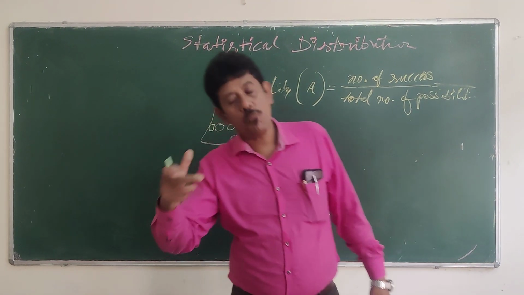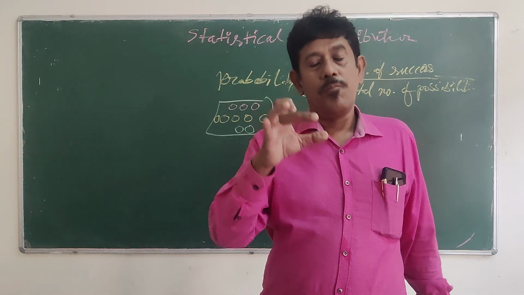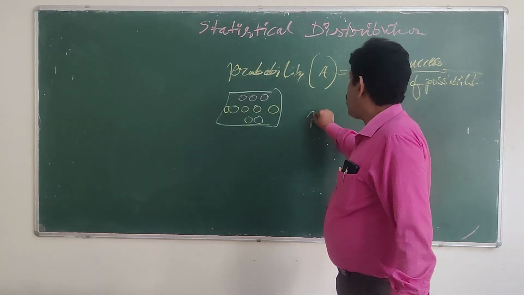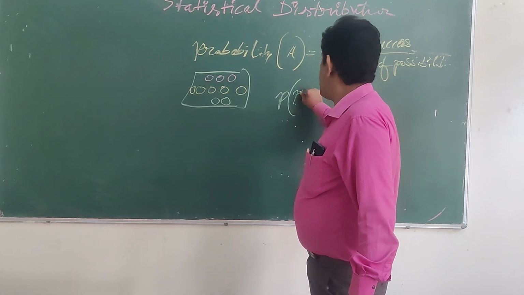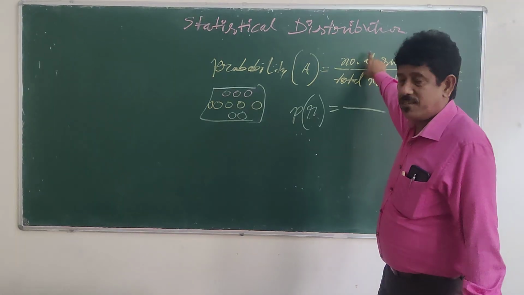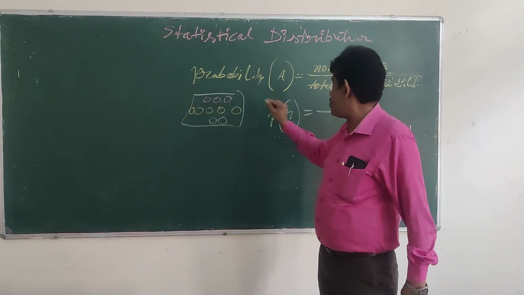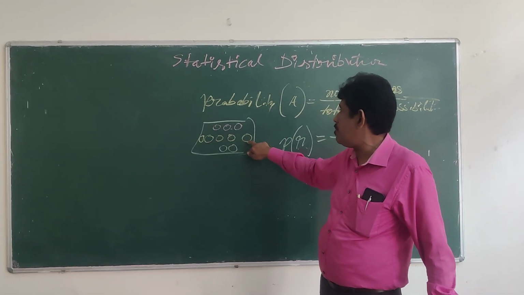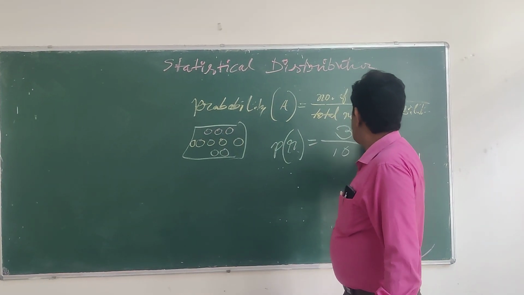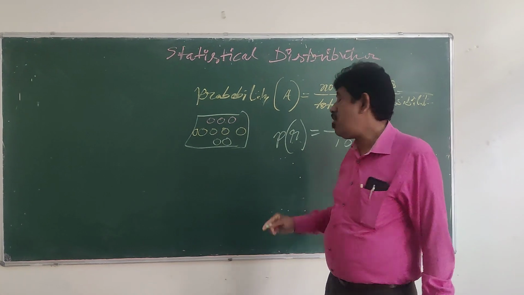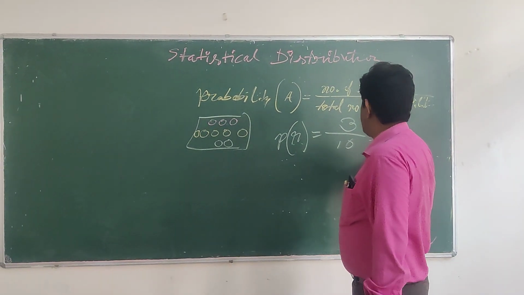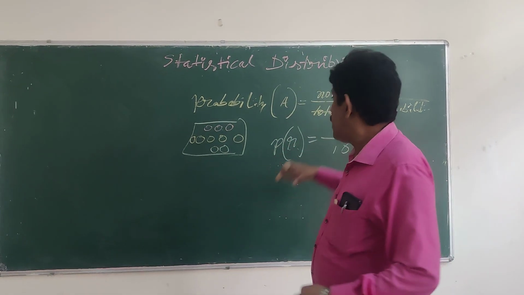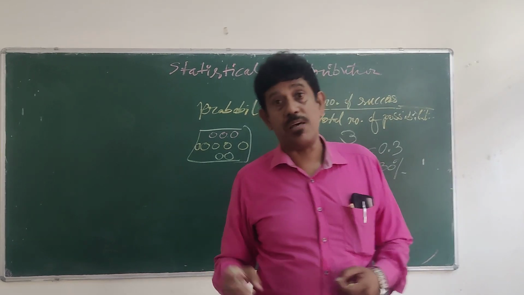So if we want to select, by chance randomly, one of the balls, then the probability of a red ball will be the number of successes. So how many red balls are there? 3 red balls. So it is 3. Now what is the total number of possibilities? Equal to 1, 2, 3, 4, 5, 6, 7, 8, 9, 10. So it is 10. It is 3 by 10, or 0.3. That is 30%. This is the simple statistical definition of probability.